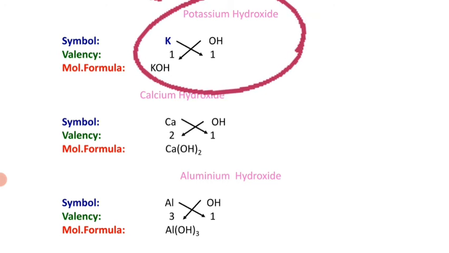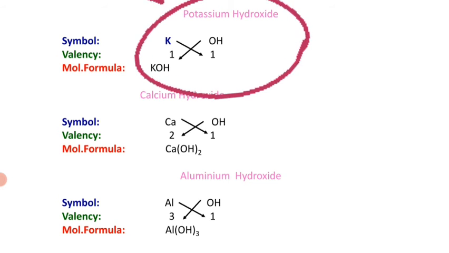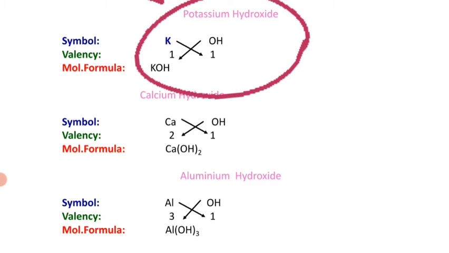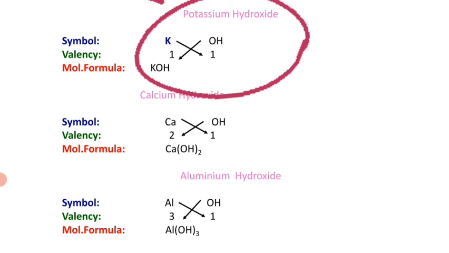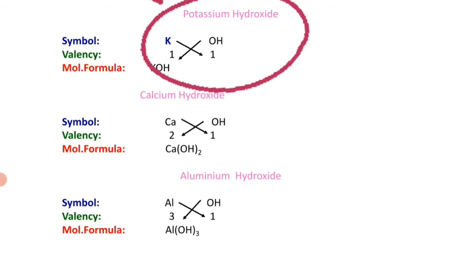Potassium hydroxide. Symbol for potassium is K and symbol for hydroxide is OH. Valencies of both is 1. So when we cross multiply, we get the molecular formula KOH.